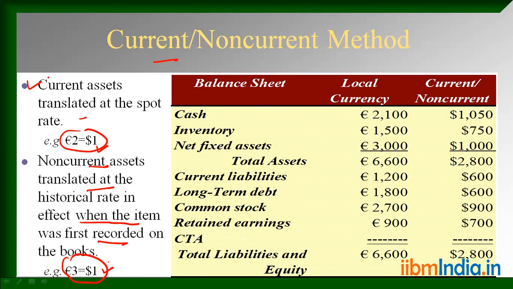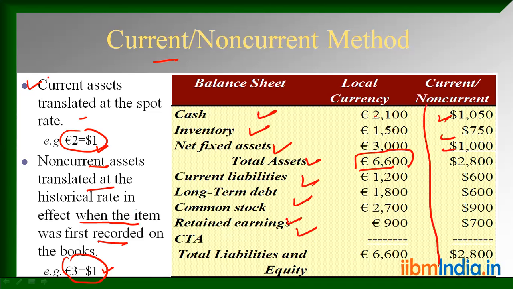$1. So balance sheet: cash, inventory, net fixed asset, total asset. So 2100, 1500 and 3000. So that will be total, that is all about 6600. Non-current asset we are taking on the basis of the historical prices. Current liabilities, long-term debt, common stock, retained earning. Okay, so you can take a screenshot of this particular slide.